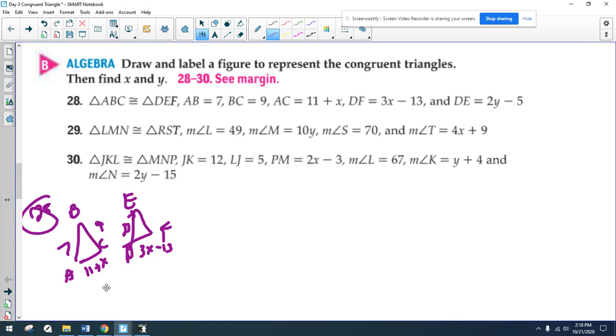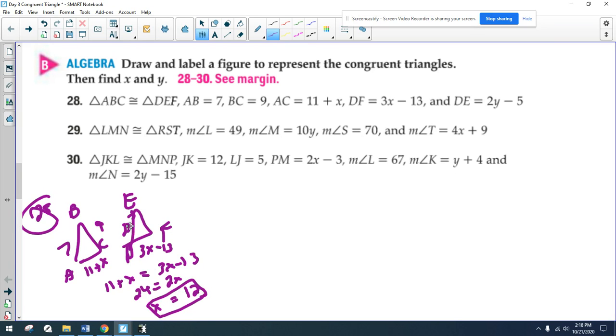So I've got the 11 plus x equal to the 3x minus 13. So if I minus the x and get 2x, add the 13 to the 11 and get 24, then you're going to find that x is 12.